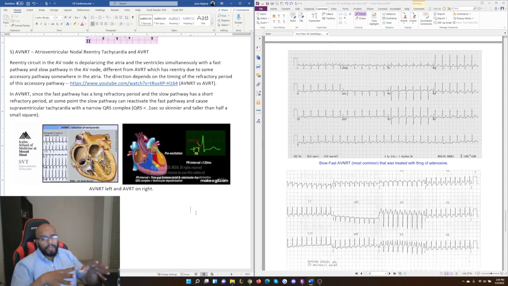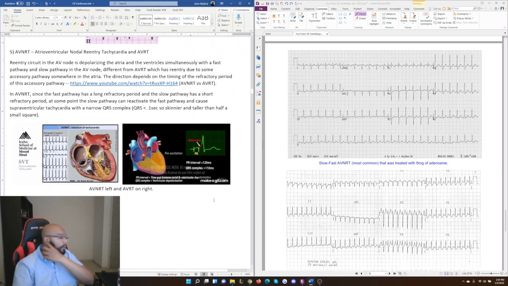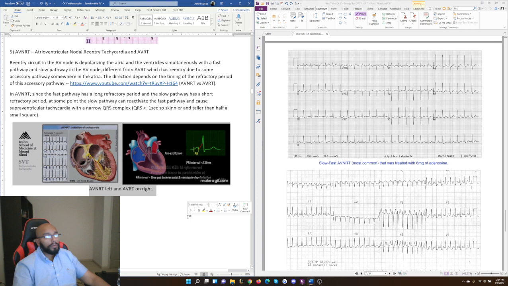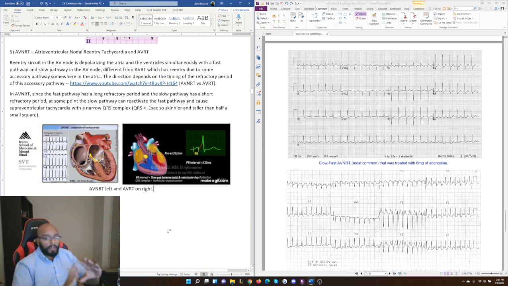But the majority of the time, the answer will just be AVNRT. I haven't seen anything where they want you to pick between AVNRT or AVRT. They would actually have to give you what's happening electrically in the nodal and non-nodal aspects to figure out which of the two it is. Okay, you can't just differentiate it based off a simple question stem that doesn't tell you what's happening in this aspect. So here you're seeing a slow-fast AVNRT.